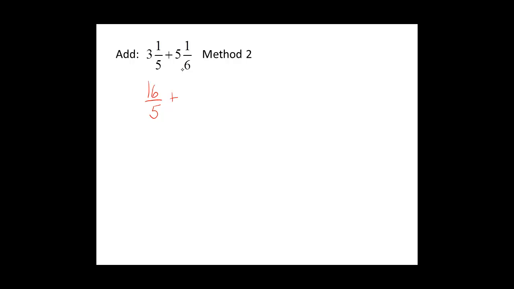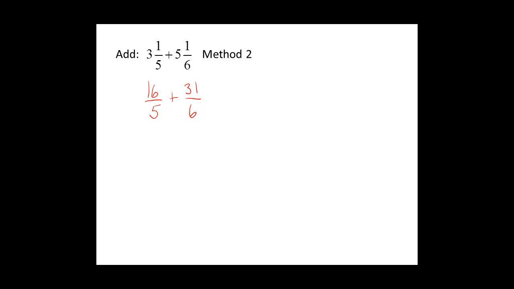Change this mixed number into an improper fraction. Whole number times the denominator plus the numerator. 5 times 6 is 30, plus 1 is 31. We need to find a common denominator. We can do that many ways. We did it in the previous problem, listing the multiples of the larger denominator.